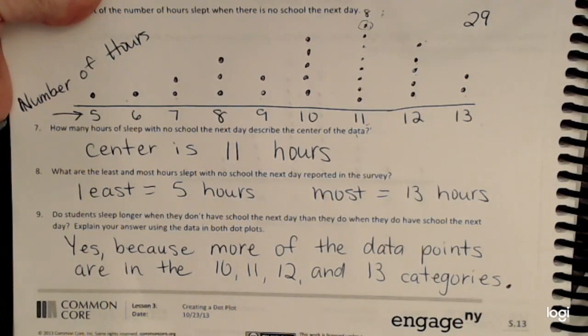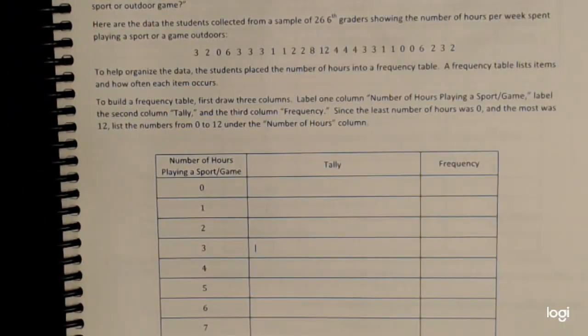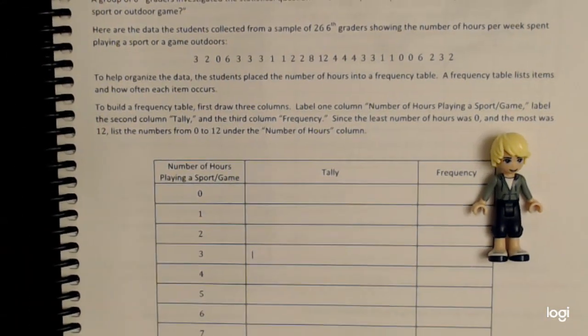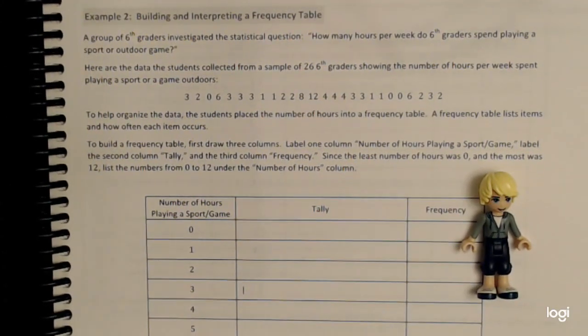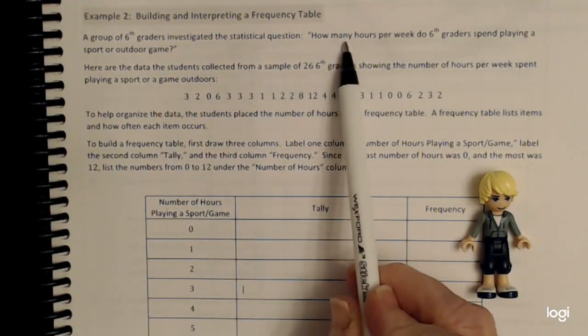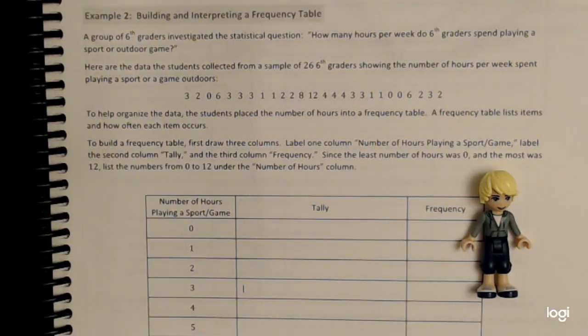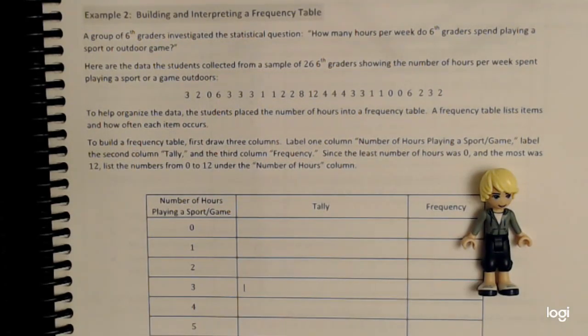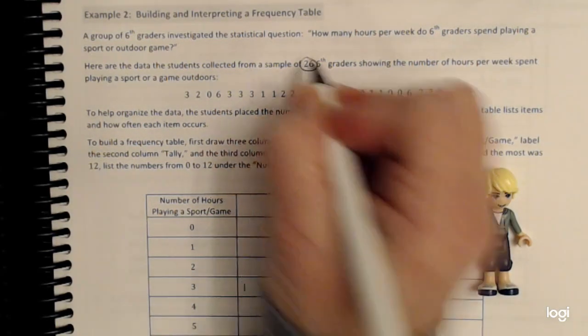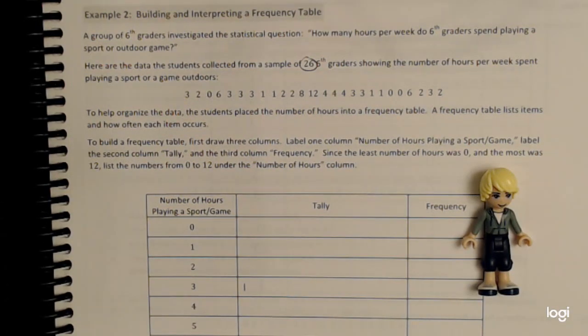The last thing we're going to do is something with frequency and tally marks. So when you're ready, go ahead and flip over to the next page. On the next page here, let's bring our little friend here. It says, a group of 6th graders investigated the statistical question, how many hours per week do 6th graders spend playing a sport or outdoor game? Here are the data the students collected from a sample of 26 6th graders, showing the number of hours per week spent playing a sport or a game outdoors.